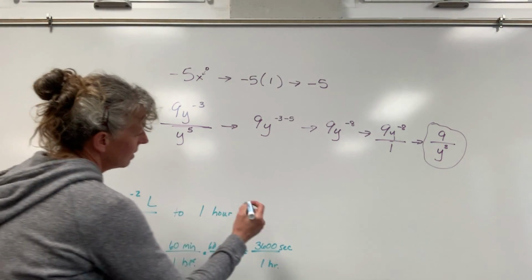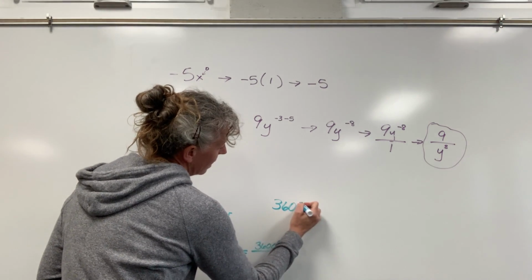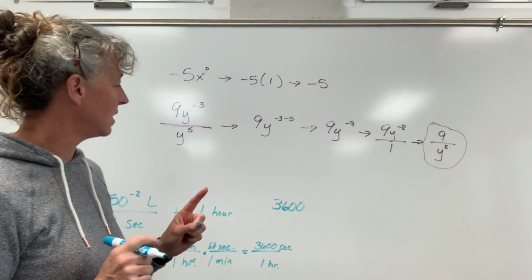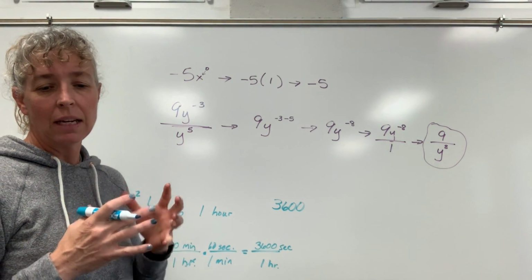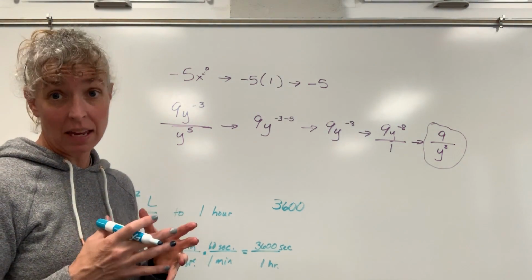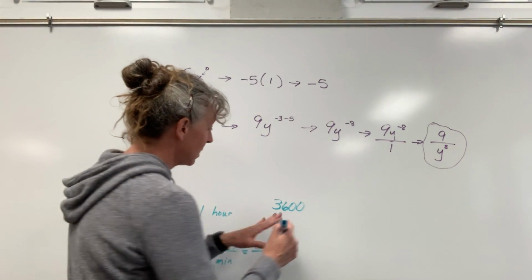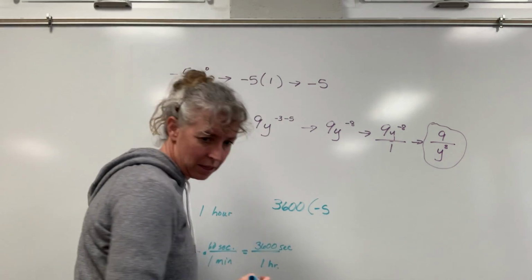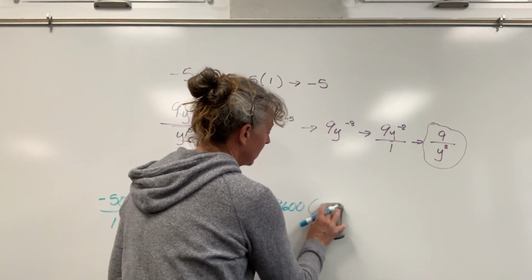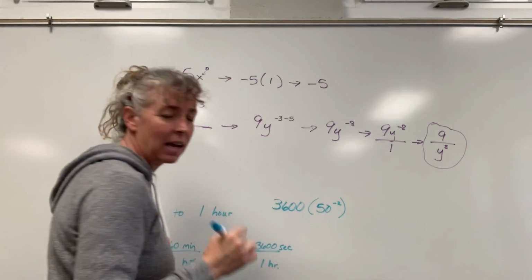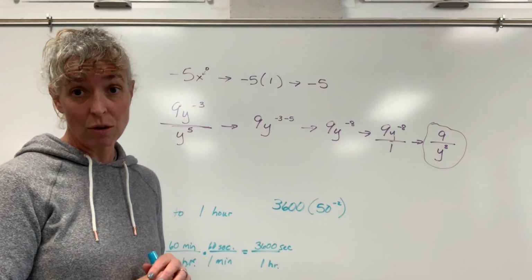So now, since I know there are 3,600 seconds in an hour, and I know that 50 to the negative 2 liters happen every second, I can just multiply these, right? If I know how many seconds I have, and I know how much comes out every second, I can just multiply those to figure out my total, correct?